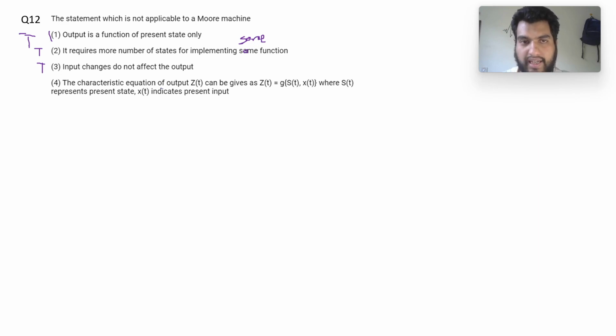Now option 4, the characteristic equation of z of t can be given as this, where it is dependent on input, but the output of the Moore machine is not dependent on the input. It's only dependent on the internal state. So this is false. Since we need to find out which one is not applicable, we need to find out which statement is false. So option 4 is the correct answer.